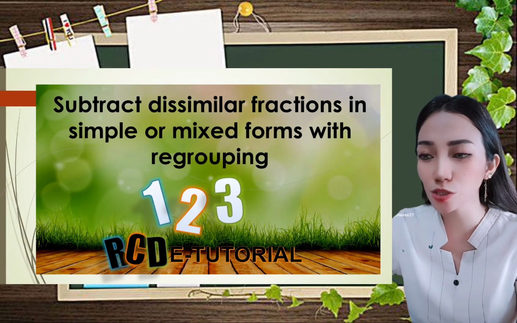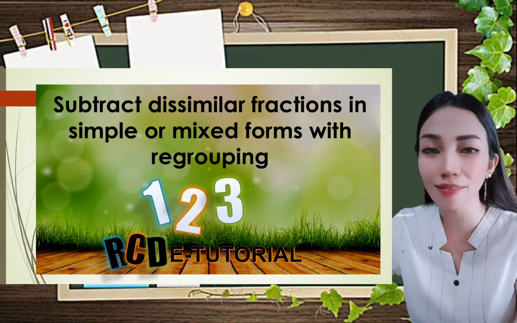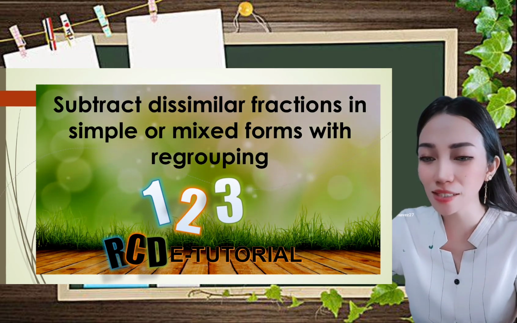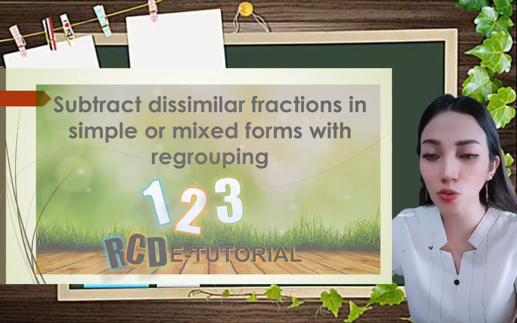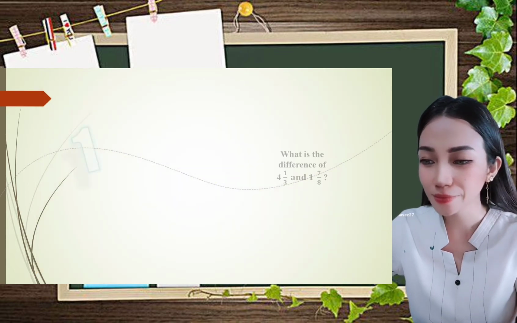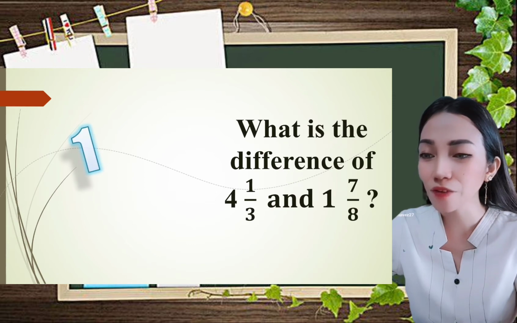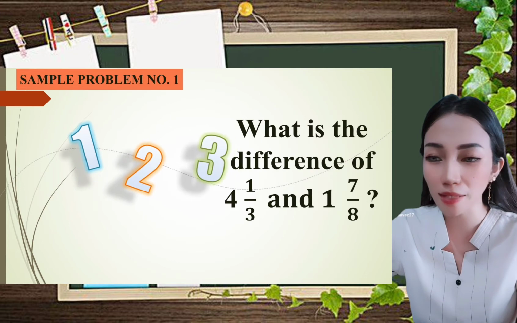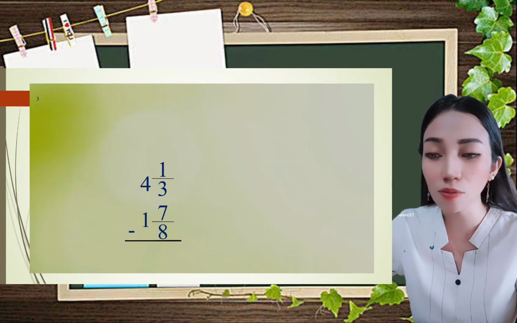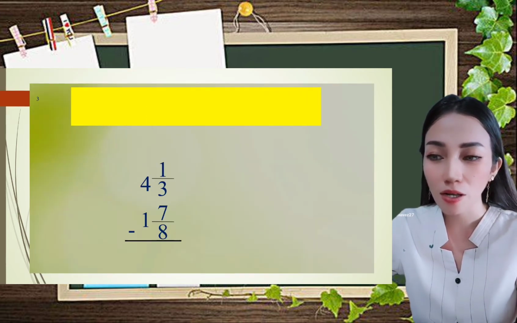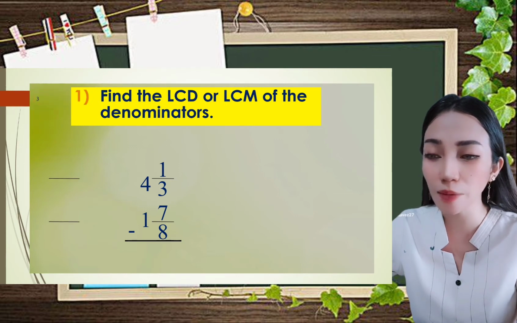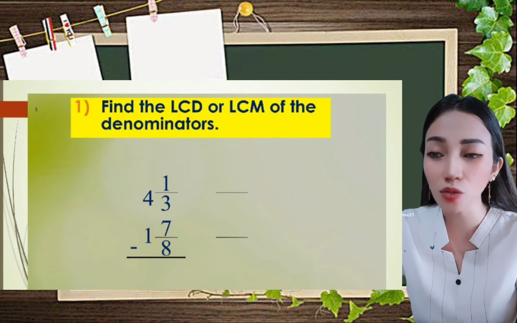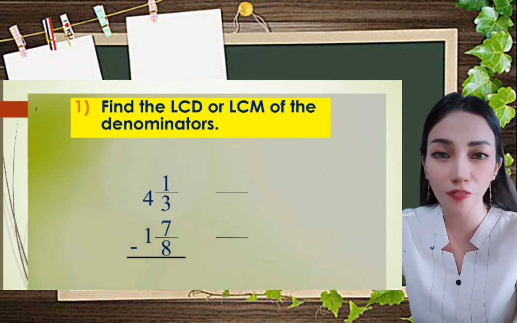Subtract dissimilar fractions in simple or mixed forms with regrouping. What is the difference of 4 and 1/3 and 1 and 7/8? Let us find the LCD or LCM of the denominators. By the way mga bata, ang LCD is almost the same as LCM. LCD means least common denominator and LCM means least common multiple. We are now using the word denominator because it is in the form of fractions.